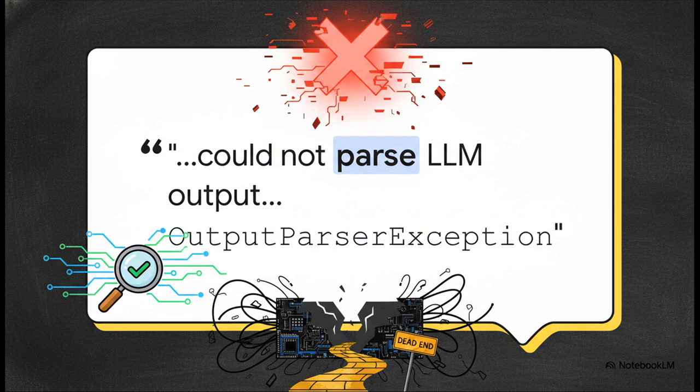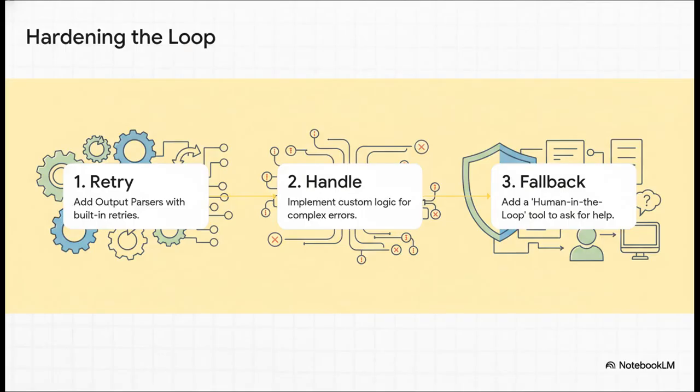See, LLMs are non-deterministic, which is just a fancy way of saying they can be a little creative, even with the same input. And when the model's output format isn't exactly what the next piece of your code expects, you get this. A big, scary output parser exception that just crashes your entire agent. The happy path just led us straight off a cliff. So how do we engineer our way out of this mess?